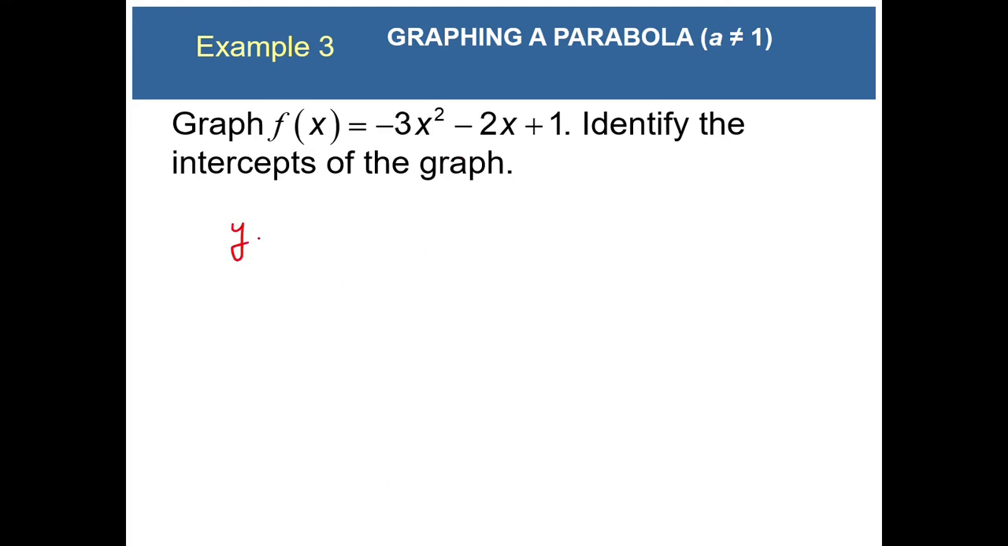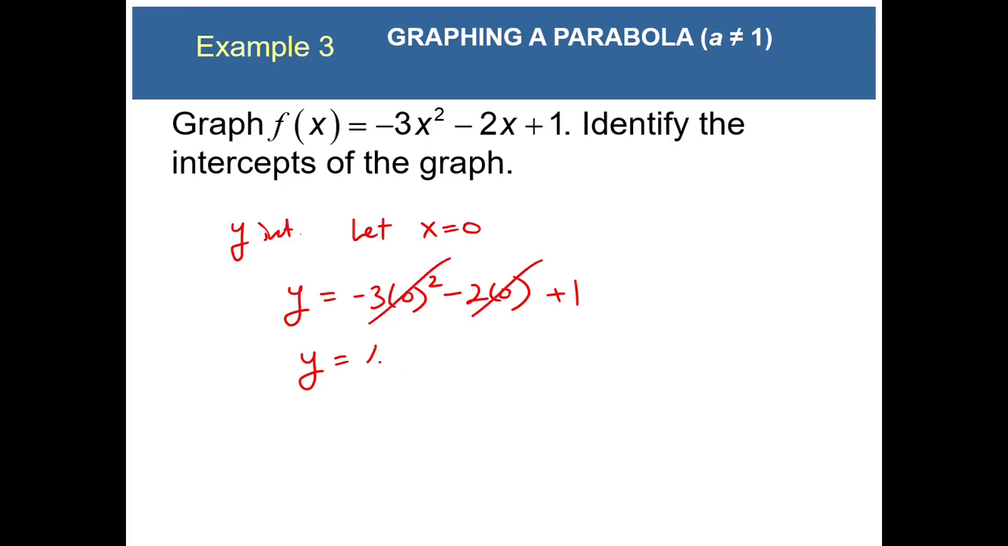I'm going to find the y-intercept first. To do this, we're going to let x be equal to 0. So y is equal to negative 3 times 0 squared minus 2 times 0 plus 1. Y is equal to, well, all of this cancels out and we get just 1. So we know the y-intercept is the point 0 comma 1.